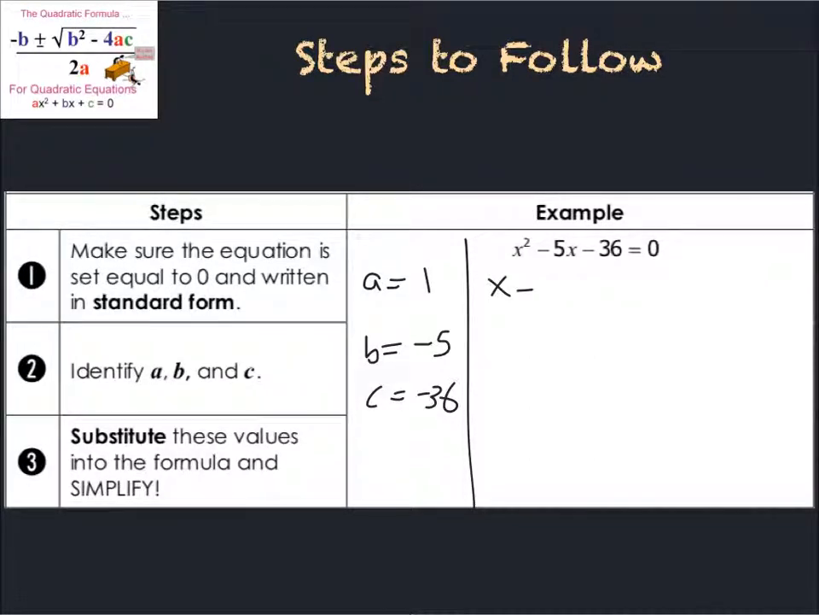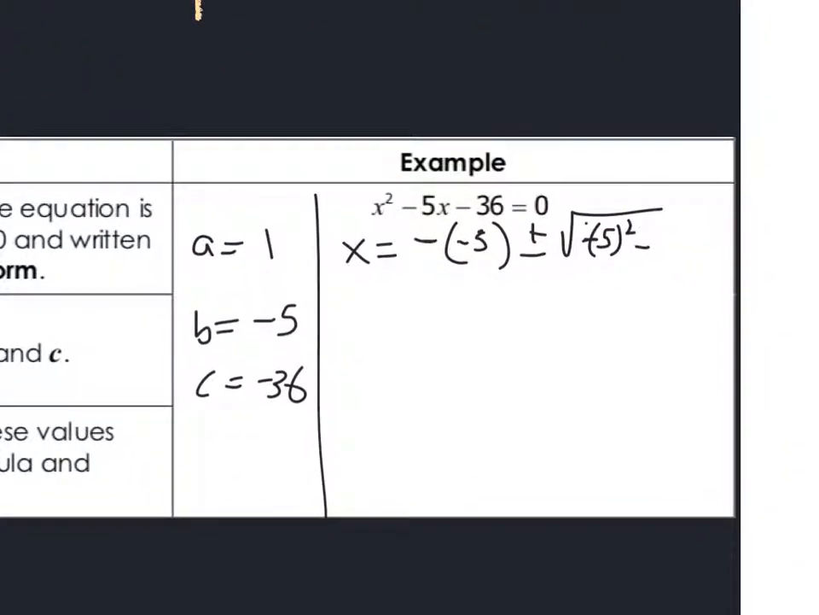So it's going to be x equals negative b, well, b is negative 5, so negative negative 5, plus or minus the square root of b squared, which is negative 5 squared, minus 4 times your a value, which is 1, times your c value, which is negative 36. And that's all divided by 2 times your a value, which is just 1.